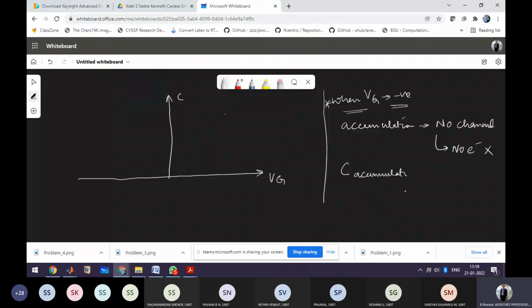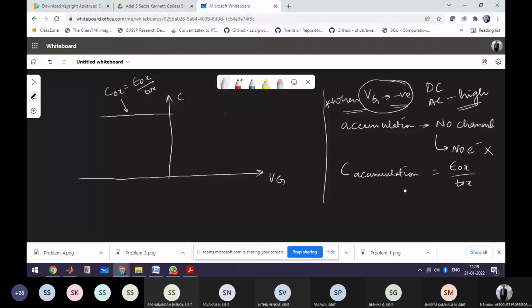And that equation we have already written, epsilon OX divided by TOX. So the same constant capacitance effect will come into picture. Allow me to write the ideal graph. So this will be COX, which is equal to epsilon OX divided by TOX. And this gate voltage, negative, is a combination of DC plus AC. And I'm assuming the AC frequency to be high enough.